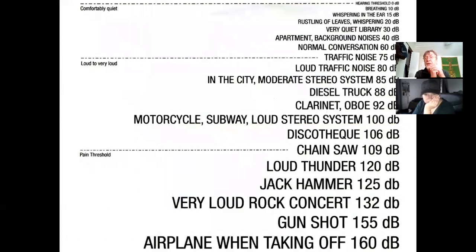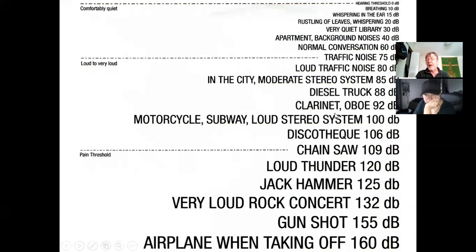Here's another one, hearing threshold at 0 dB. They should call it 0 dB SPL once again. Breathing at 10, I don't know. Whispering in the ear, 15, I don't think so. Those are wrong. A very quiet library, maybe 30, but usually ambient room noise, 35 to 40. And then they start getting into normal conversation, 60 to 70. That makes sense. And then the rest of these are, well, whatever.